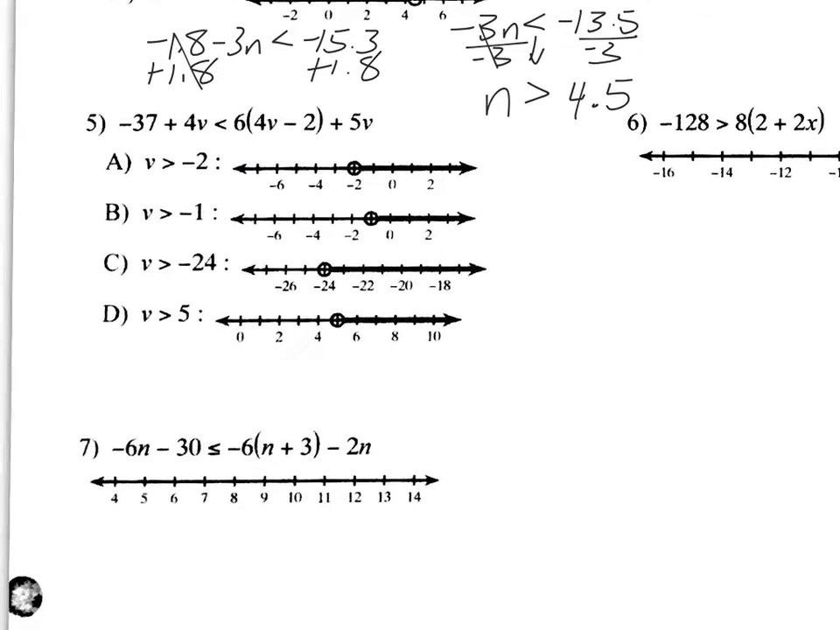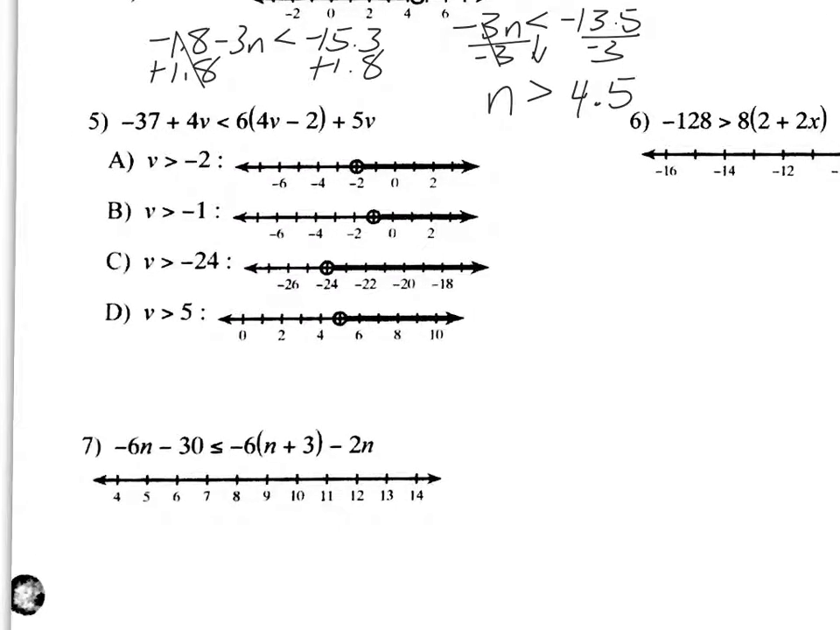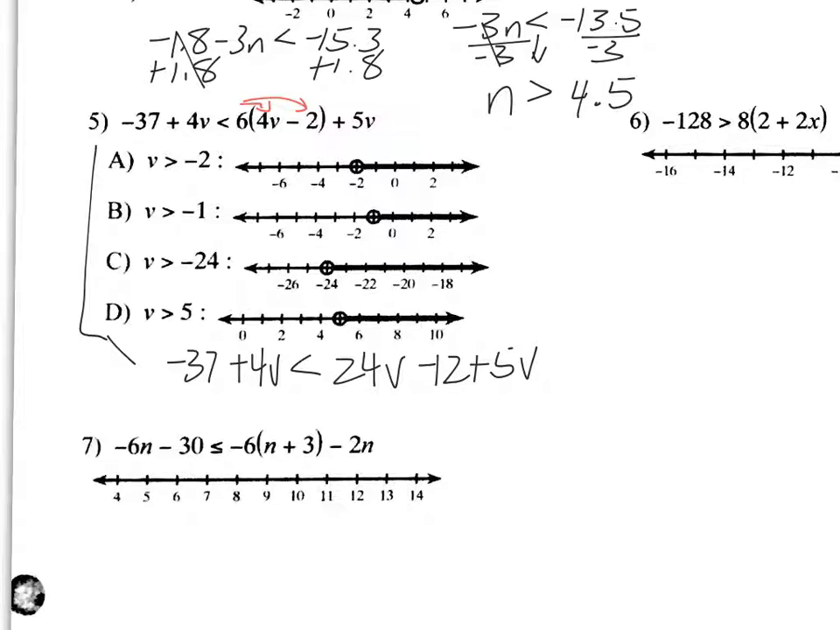We got a few more here, so I'm going to try to go a little bit faster again. All right, so number 5, the first thing I'm going to do is distributive. So I'm going to bring it down here. So negative 37 plus 4v is less than 24v minus 12 plus 5v. So we have variables on the same side. I'm going to erase this one real quick so I've got more room.